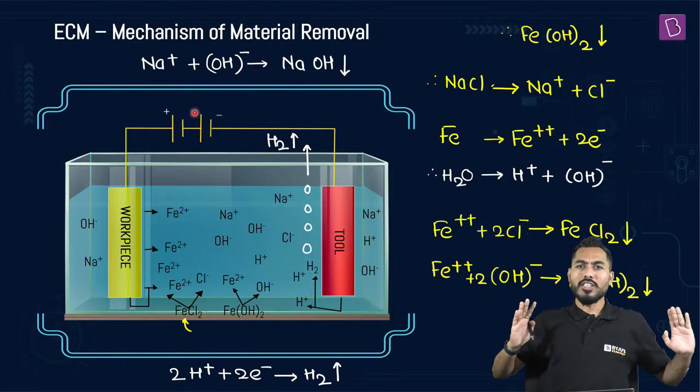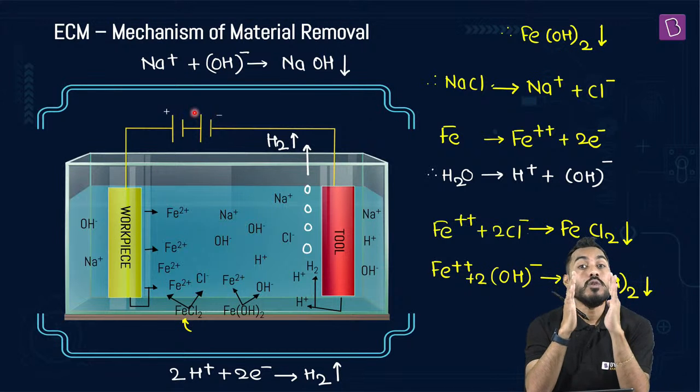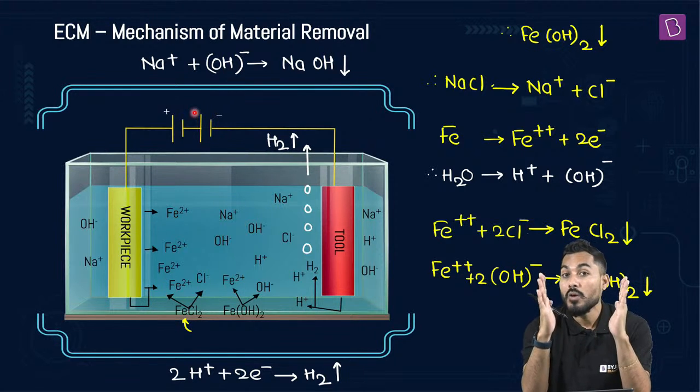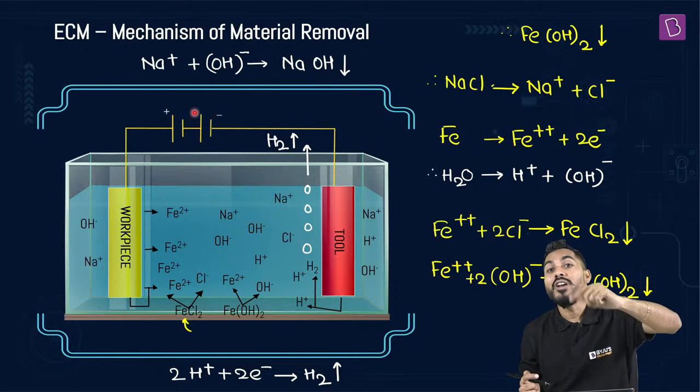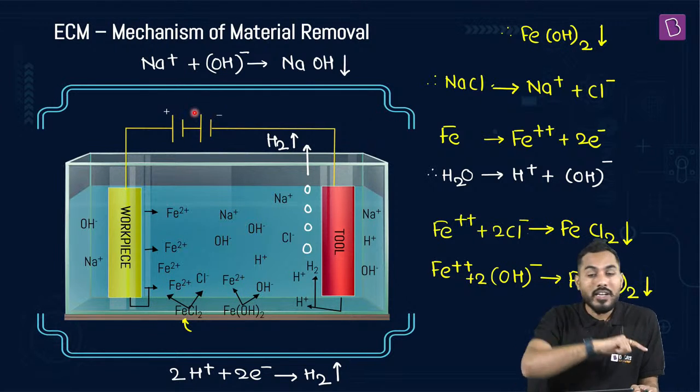So a very simple statement is that material removal rate will depend on the distance between tool and the workpiece. If the distance between tool and workpiece is less, then more material removal rate can be achieved. And based on that, there is one application coming.